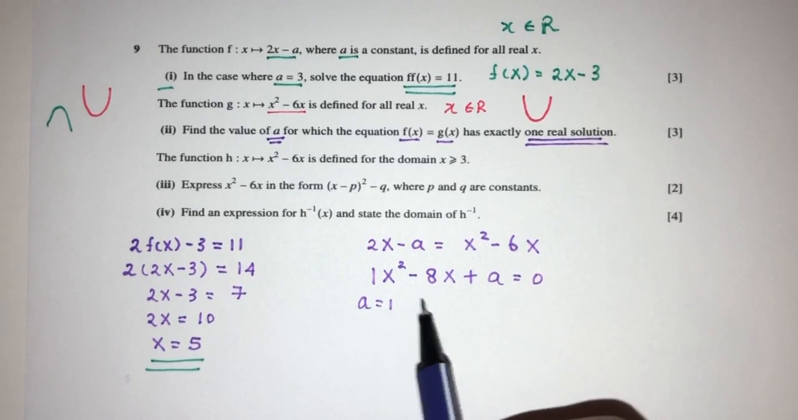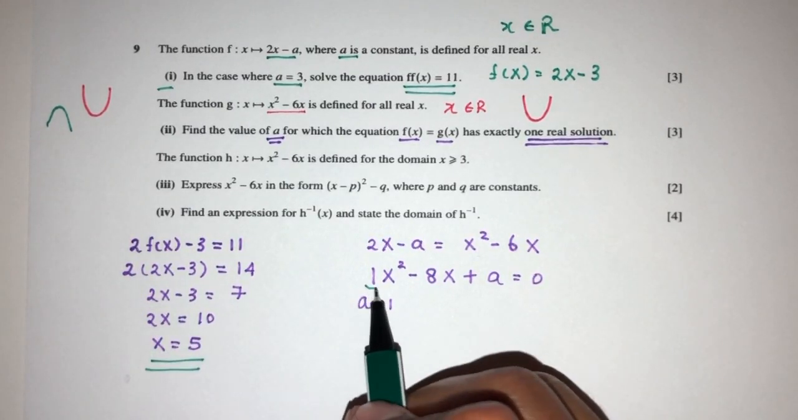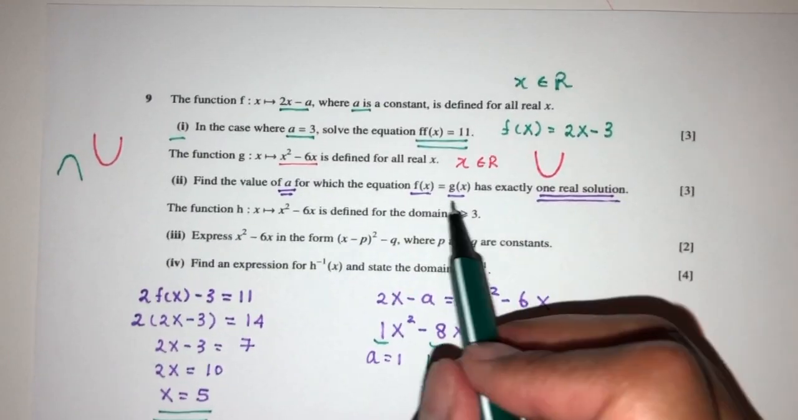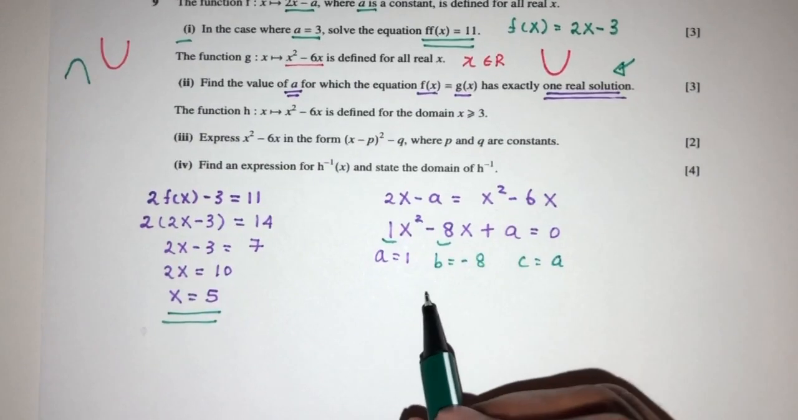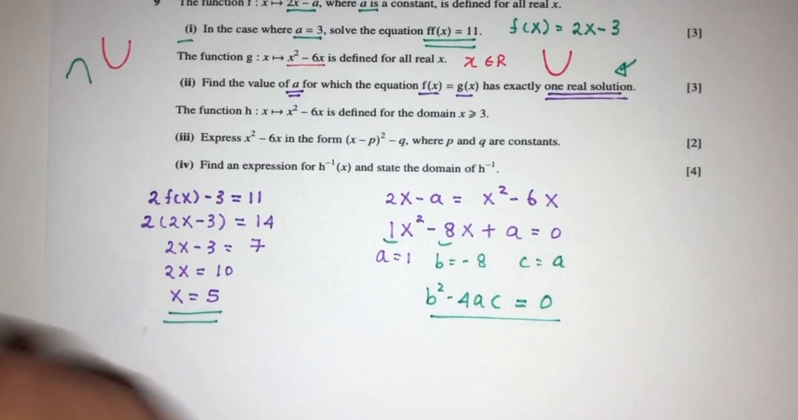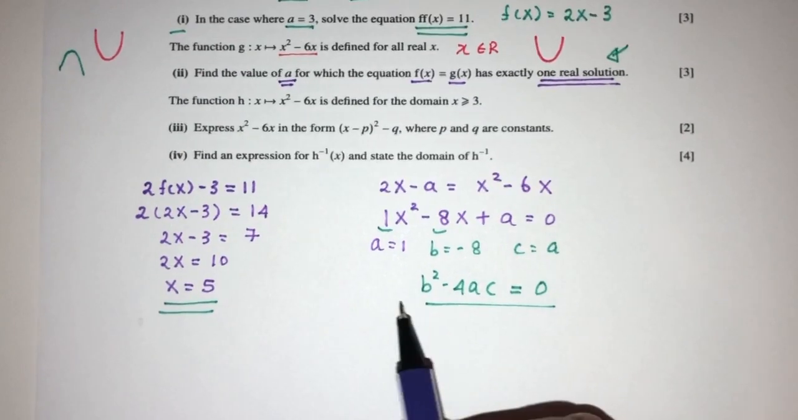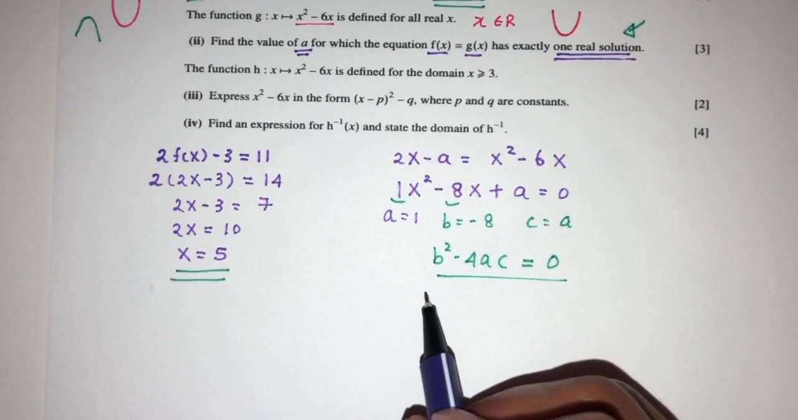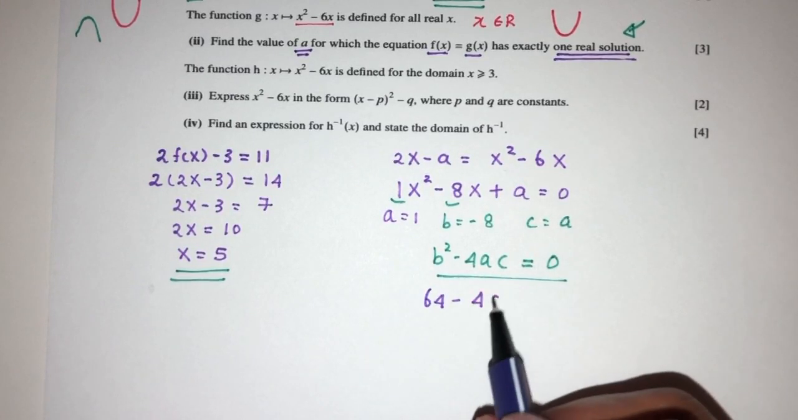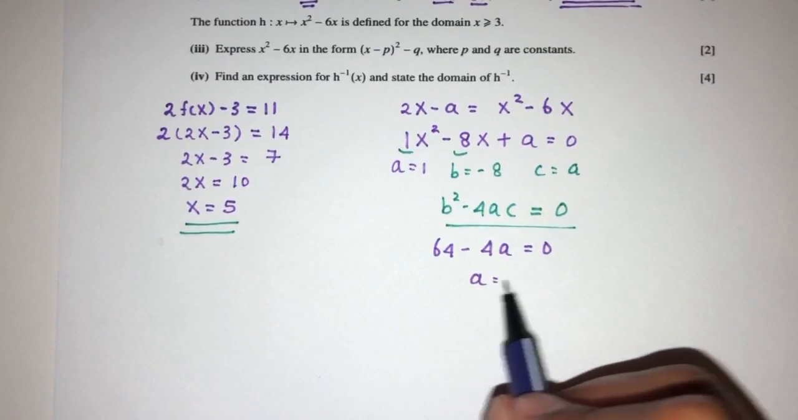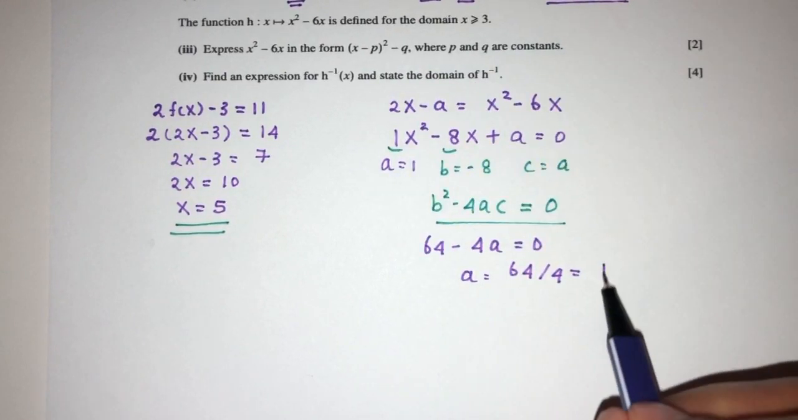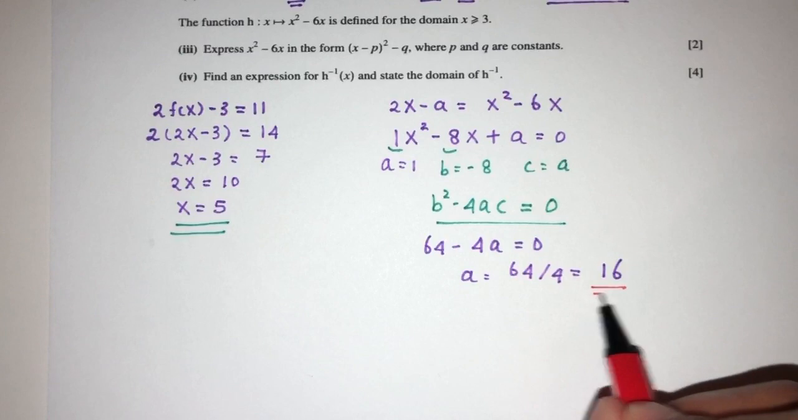So a is 1. Not a, sorry. You know what I mean, right? This is 1. b is minus 8. And c is equal to a. Now, because we know that it has exactly one real root, it means b squared minus 4ac has to be equal to 0. That's what it means. So again, this means this. So we know this, we can just replace the value here. You will have minus 8 squared will be 64, minus 4 times 1 is 4, times this will be 4a, is 0. So a will be 64 divided by 4, 16. That will be the value of a right here.